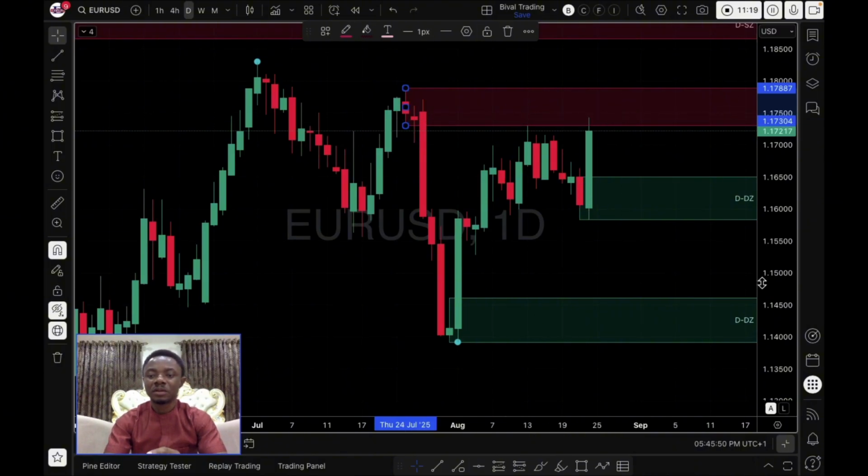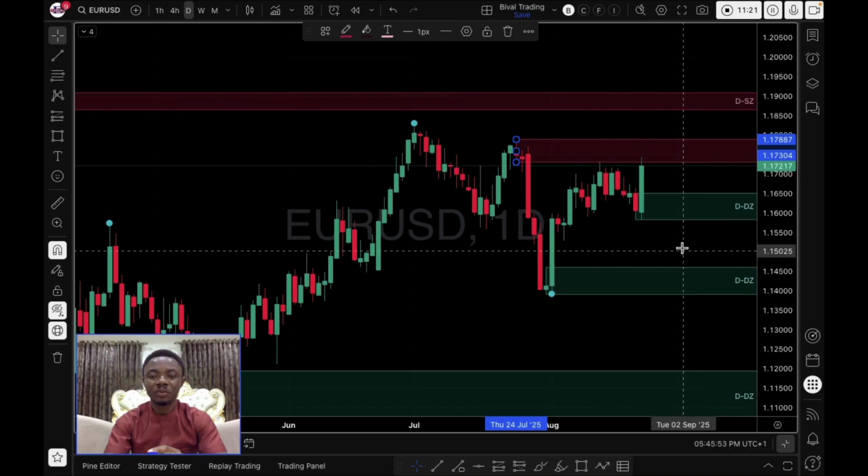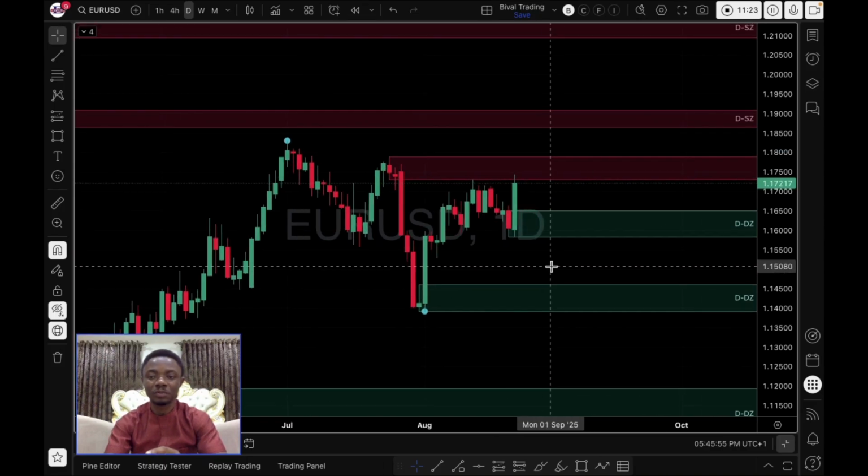But right now, let's look at other zones on the daily time frame we can also take trades from, in case an opportunity comes up.